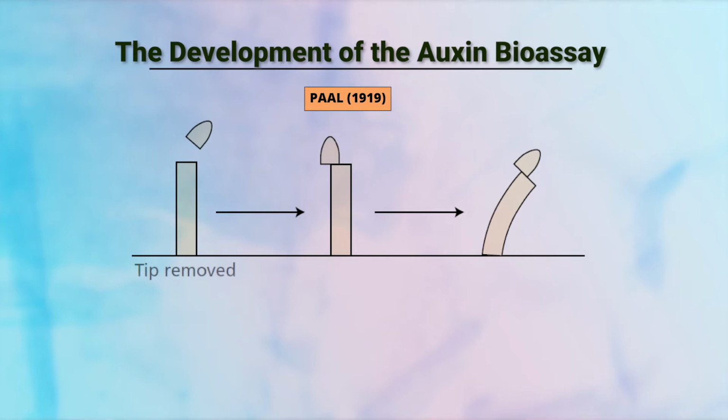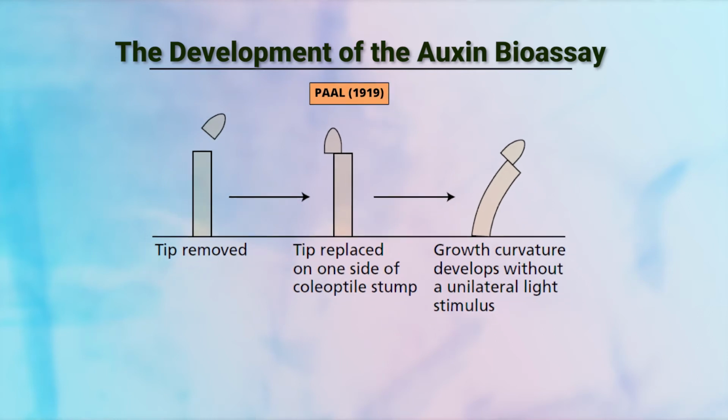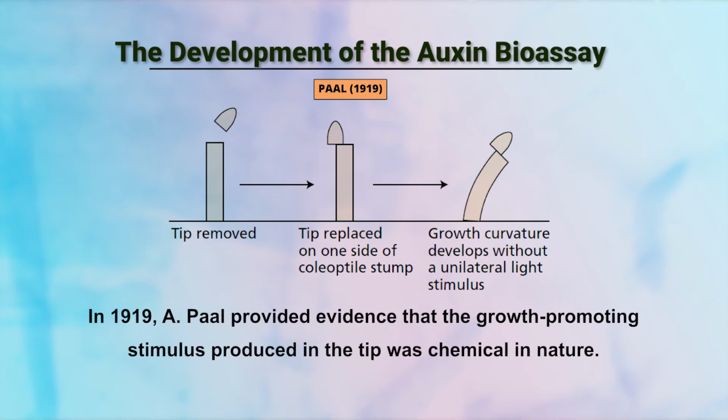Now, if an illuminated tip is removed and then replaced at one side of the stump, then even in darkness we see bending. This clearly proves that the growth stimulus is a chemical. It is synthesized in presence of light, and then even in absence of light it stays and it can diffuse into certain regions and stimulate cell elongation in that region.